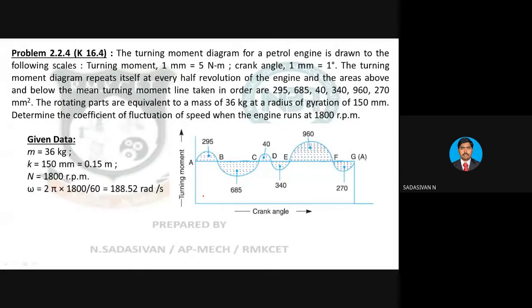So what should I do with the scale? All those things we will find out next. So what is the thing I have to find out? The result: the coefficient of fluctuation of speed is the only question. I have to find out what is CS. The formula for CS we have seen yesterday: N1 minus N2 by N, or omega 1 minus omega 2 by omega. What are omega 1 and omega 2? Maximum speed and minimum speed. So how do you find them out?